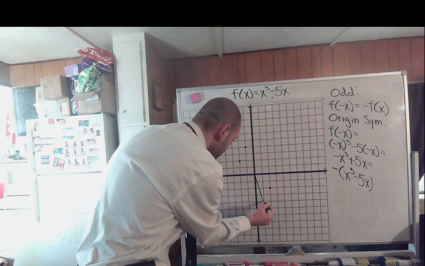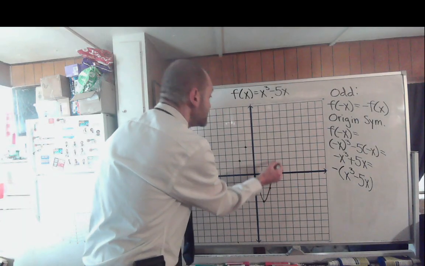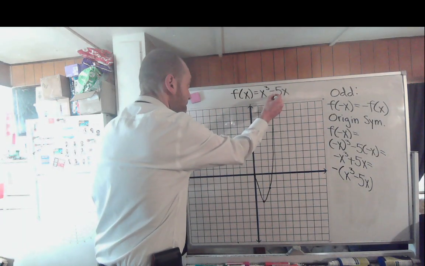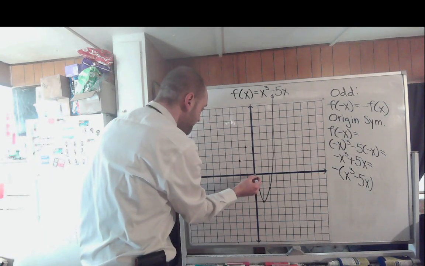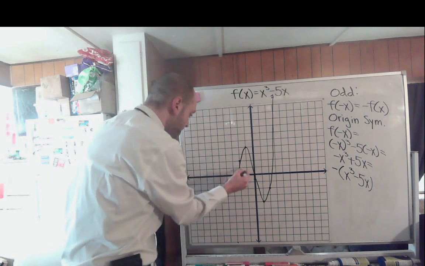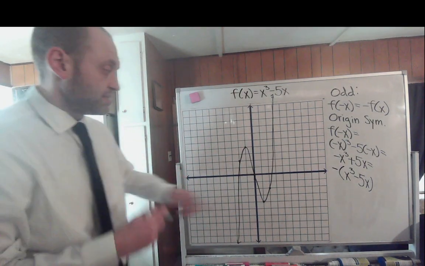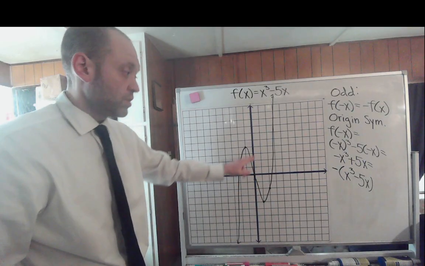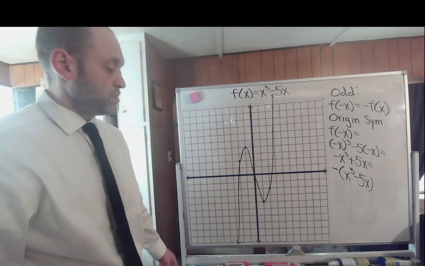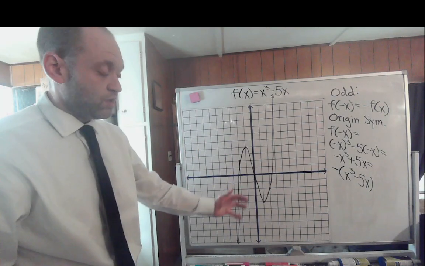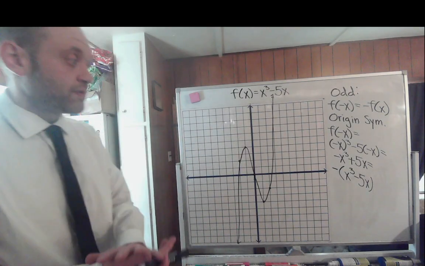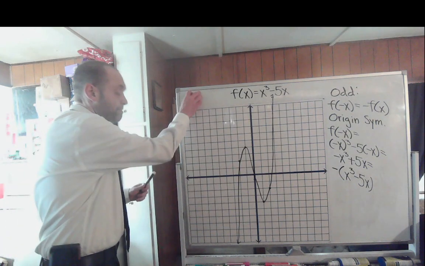So here's the graph of that particular function. And if you look at this, it's symmetric with respect to the origin. You could fold it symmetrically at the origin and it would stack perfectly on top of each other.